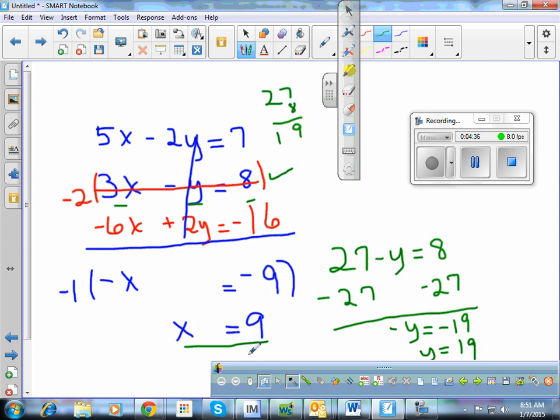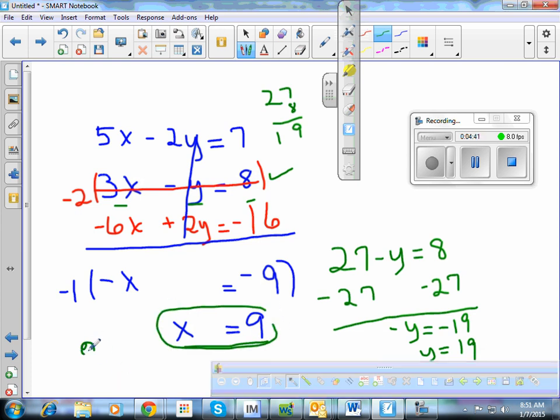So now we have our answers. x is 9 and y is 19. If you were to plug in 9 and 19 into the equations in the problem, it should come out to equal 7 and 8.